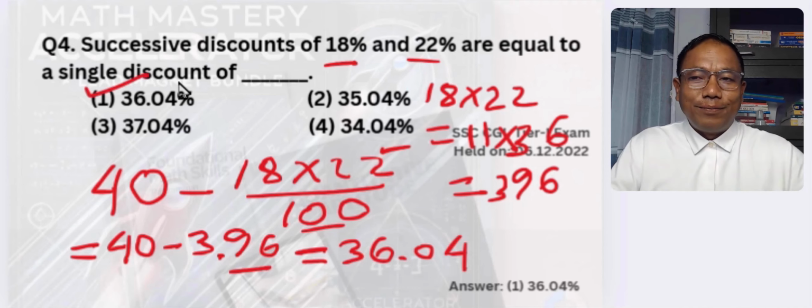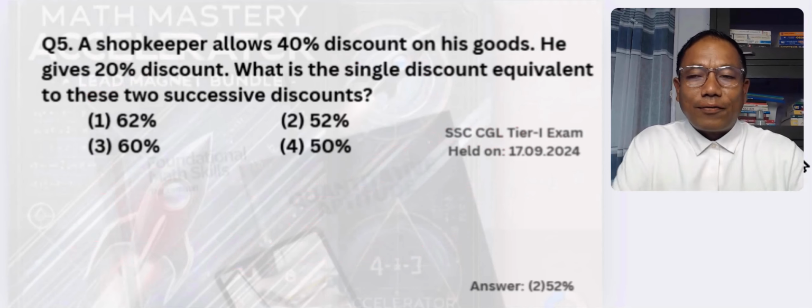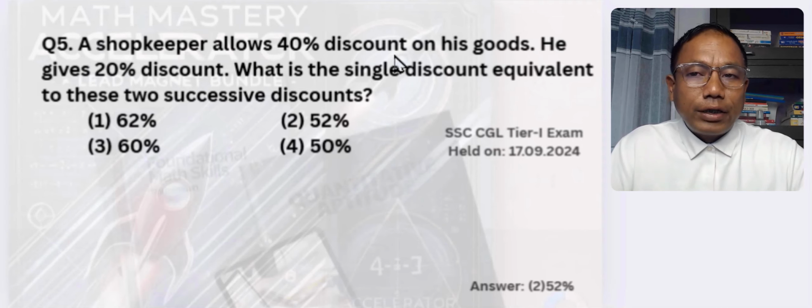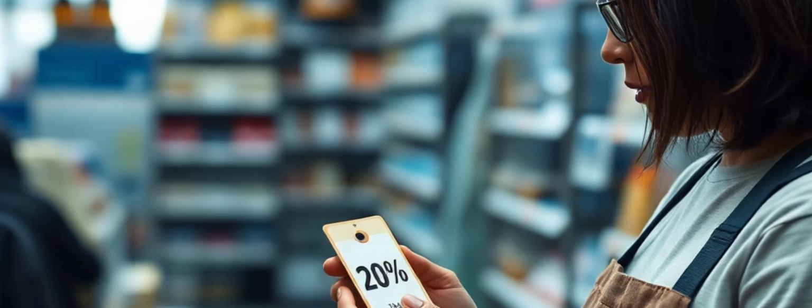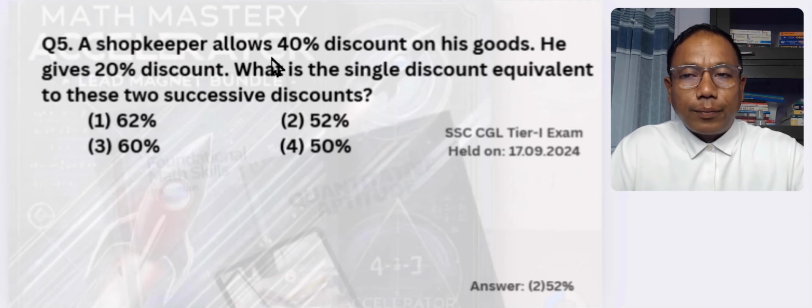Can you understand? Okay, let's proceed. Next question, question number 5. A shopkeeper allows 40% discount on his goods. He gives 20% discount. What is the single discount equivalent to these two successive discounts? Now let's apply 40% and 20%.